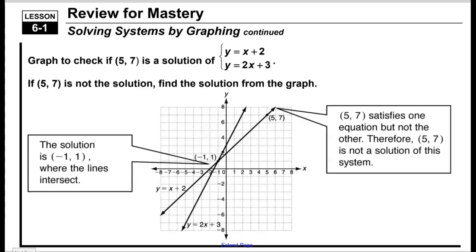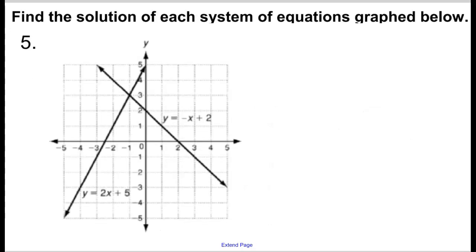All right, let's take a look at some more examples. Okay, here they want you to find a solution to each system of equations graphed. So this is pretty simple. All you want to do is see where they cross at. Okay, it crosses right here at that point. And that point is negative 1, going back 1, and up 3. Negative 1, 3, that's the solution to that system of equations.